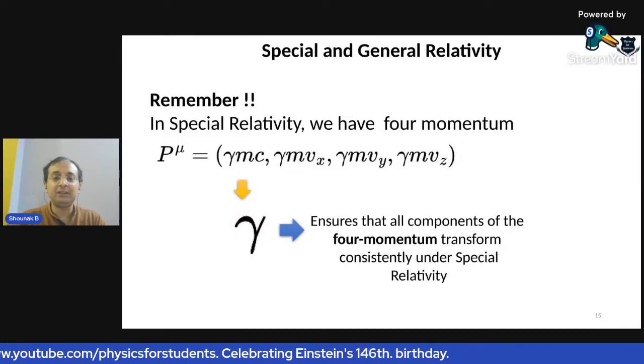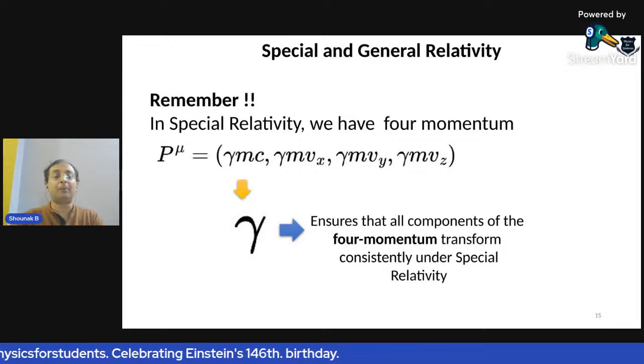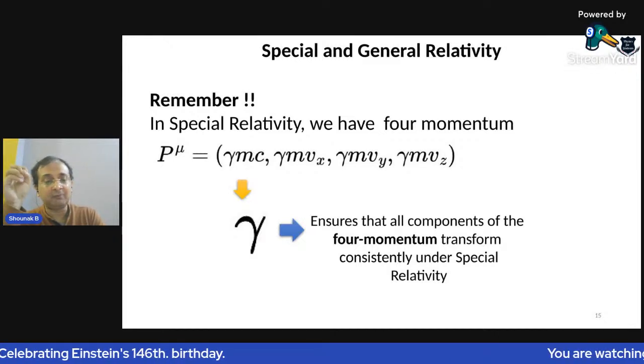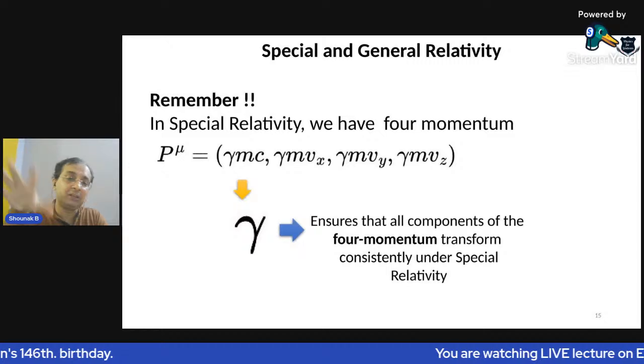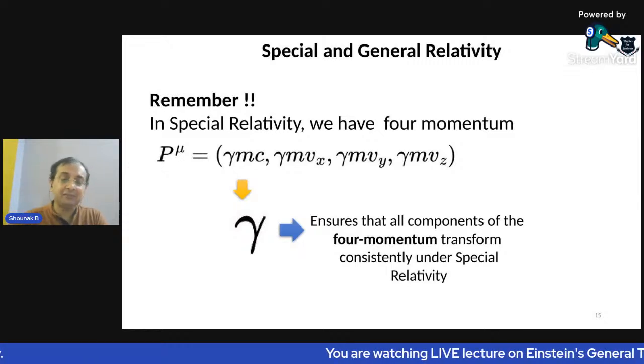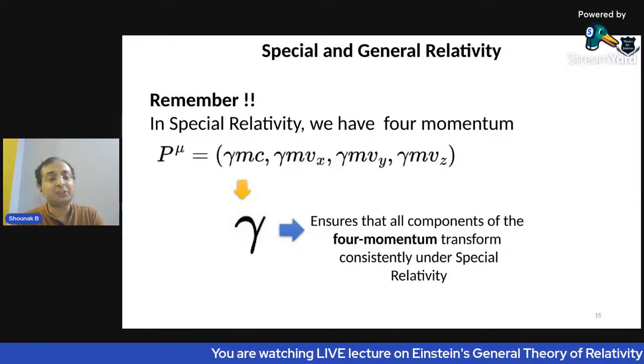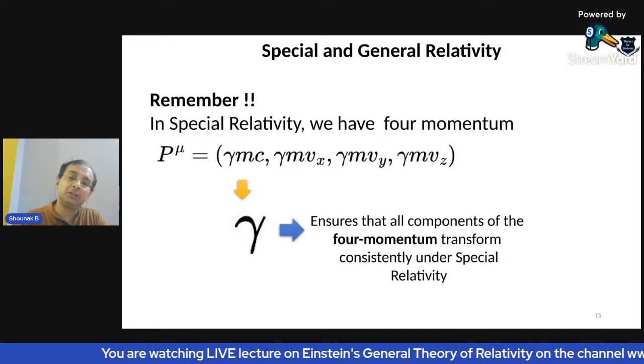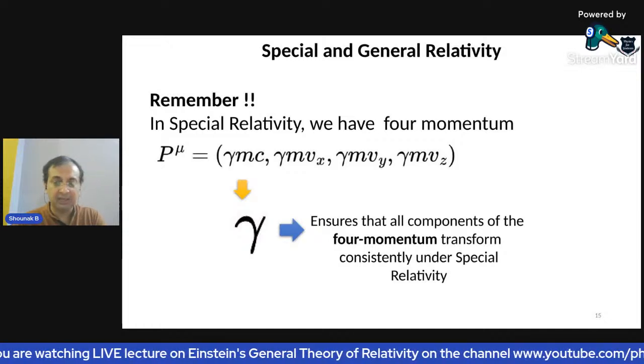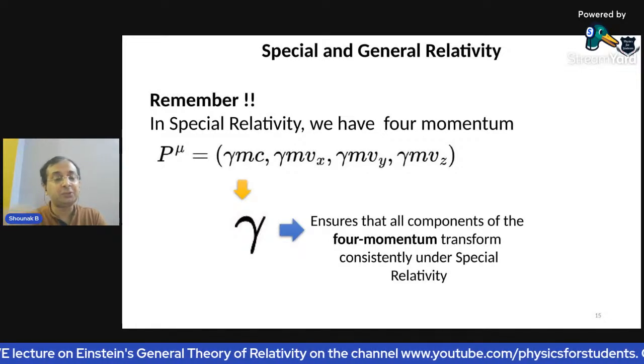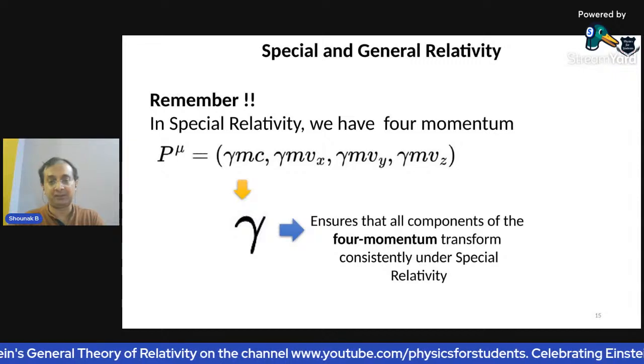So in special relativity, we have got a 4-momentum, and this 4-momentum was not present in Newtonian mechanics. So that is why I told you that we cannot strictly say that Newton's laws of motion will apply in special relativity. It needs to be modified, and this modifying factor is the gamma factor.